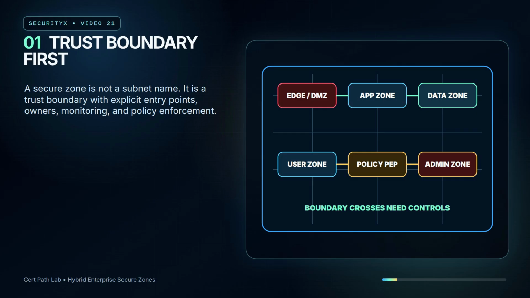A secure zone is not just a subnet name on a diagram. It is a trust boundary. For SecurityX, start by asking what level of trust exists inside the zone, which flows are allowed to cross it, which control enforces that decision, and who owns the residual risk when the boundary is bypassed.